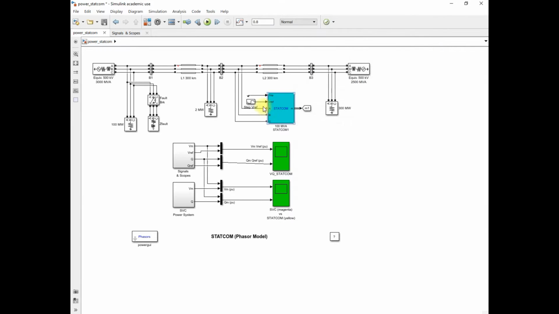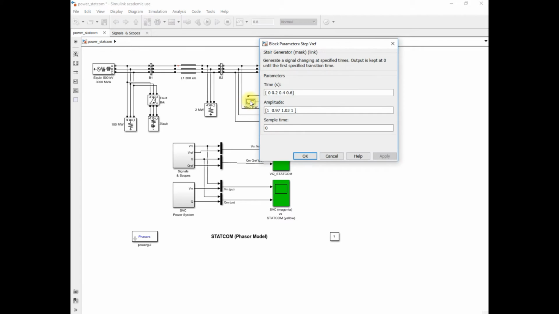So you can see that here the input of the V reference comes from this step block or step state generator. So here we provide the V reference externally. At different times we change the reference value. This is the time, and here is the magnitude of the reference value, which is changing with respect to time. At t equal to 0 seconds, the amplitude of the V reference is set to 1 per unit.